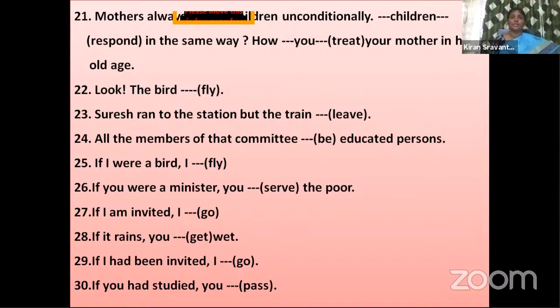Once again, let's repeat the sentence. Mothers always love children unconditionally. Do children respond in the same way? How do you treat your mother in her old age?